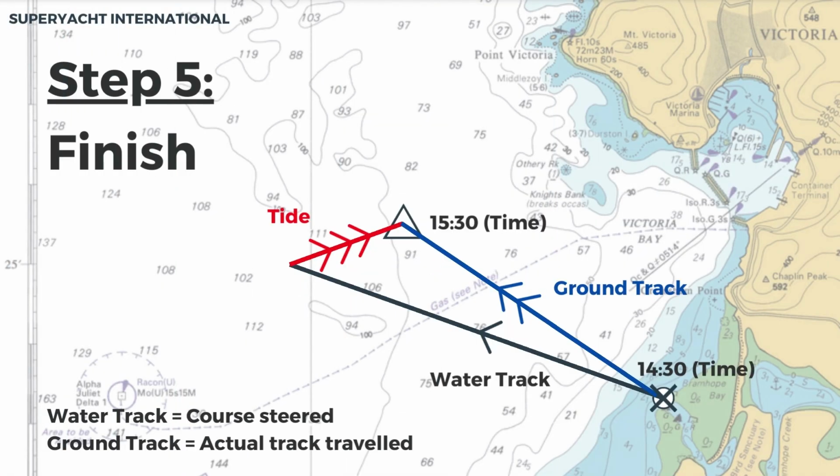Step 5. Finish off the process by adding the ground track. The ground track is the actual course traveled through the water and shows the importance of planning your route to avoid dangers.